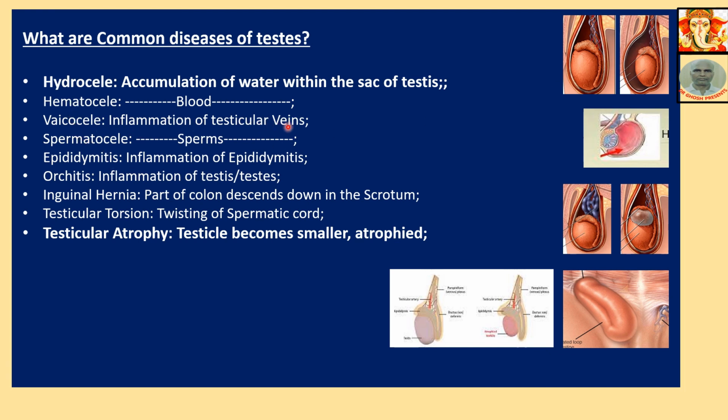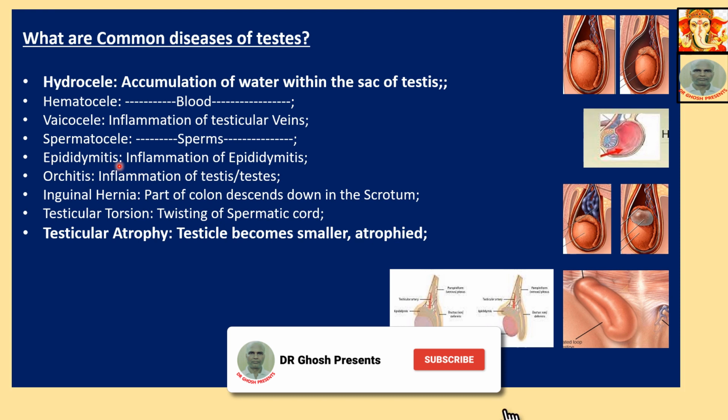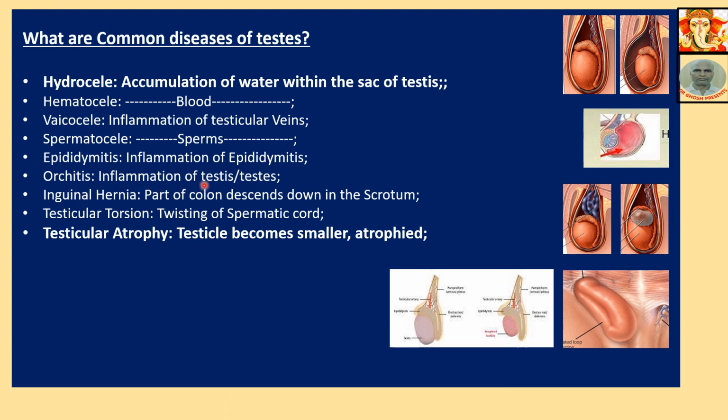Varicocele, inflammation of testicular veins. Note these things. The veins which are part of the spermatic cord get swollen. That is called varicocele. Spermatocele, when there is accumulation of sperm within the sac of the gland. Epididymitis, this is inflammation of the epididymis. Orchitis, inflammation of the testis or testes.